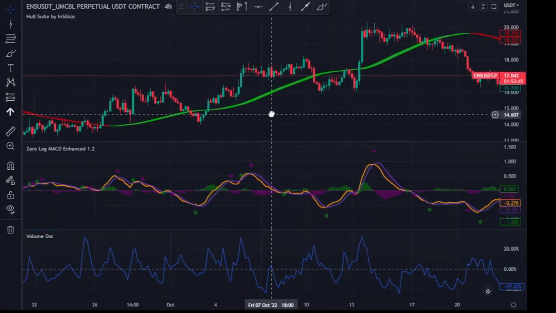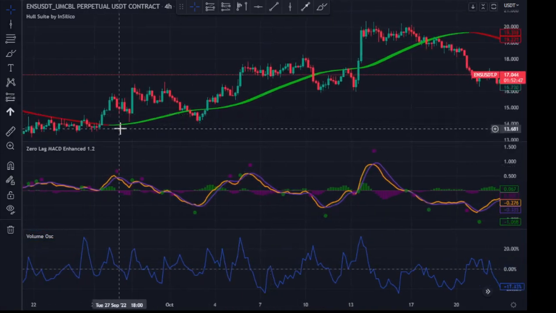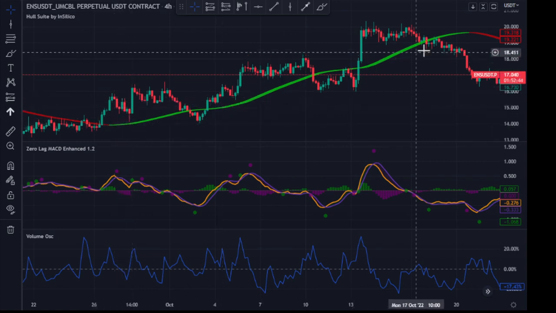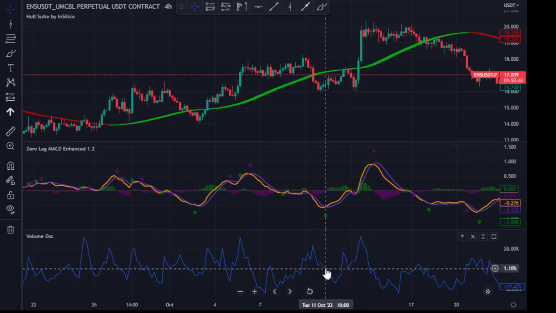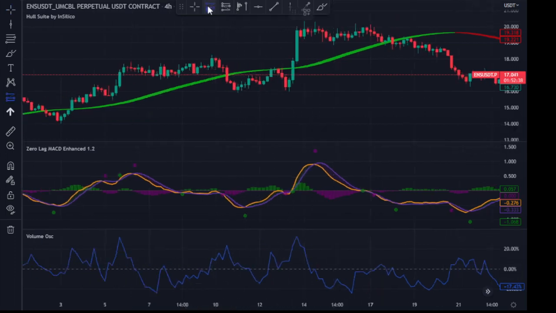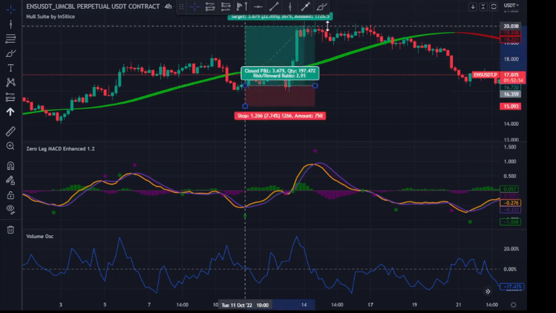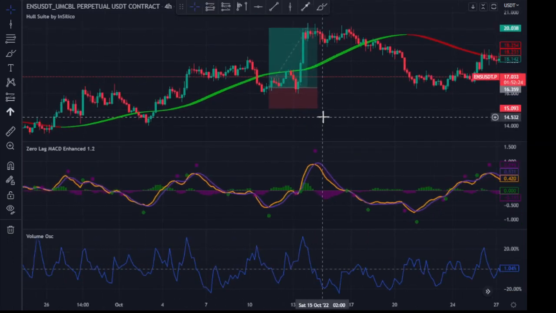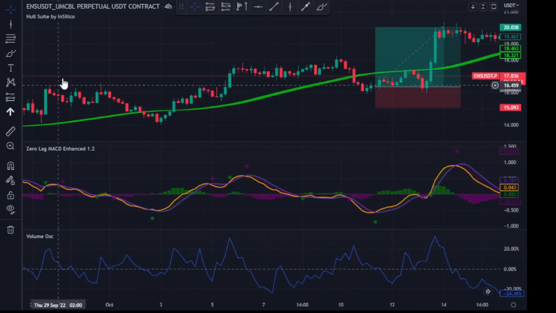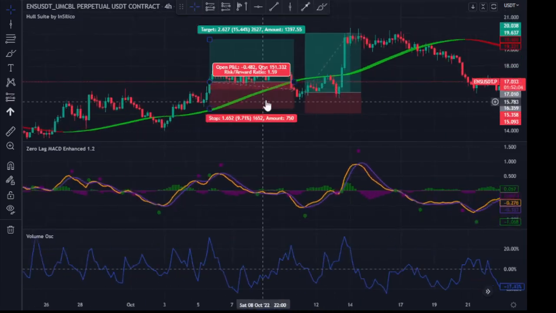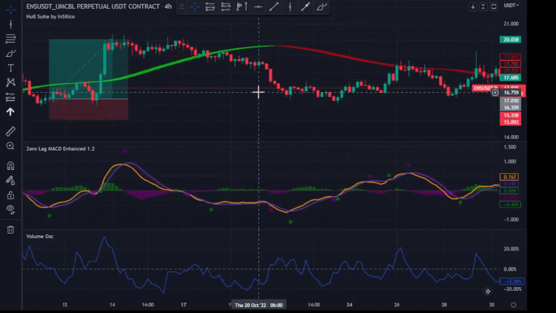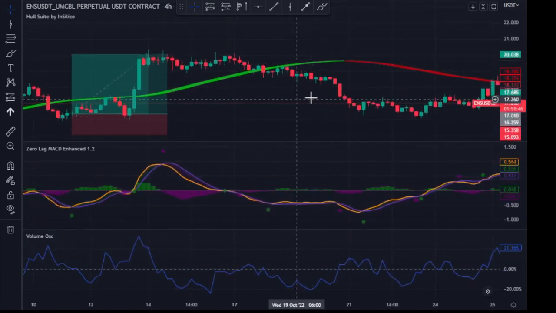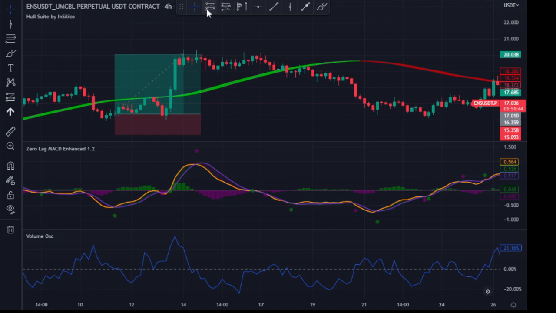So the strategy is clear. We will only take long trades when the whole suite is green, we have a green dot on our zero lag MACD and we have sufficient volume on our volume indicator. Here we see some examples. Okay, here we see another example, but it does not meet the conditions. In this case there is not enough volume, so we skip this trade.